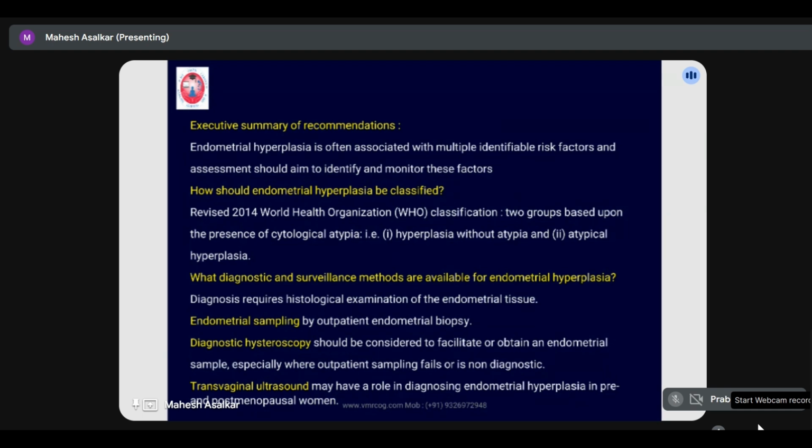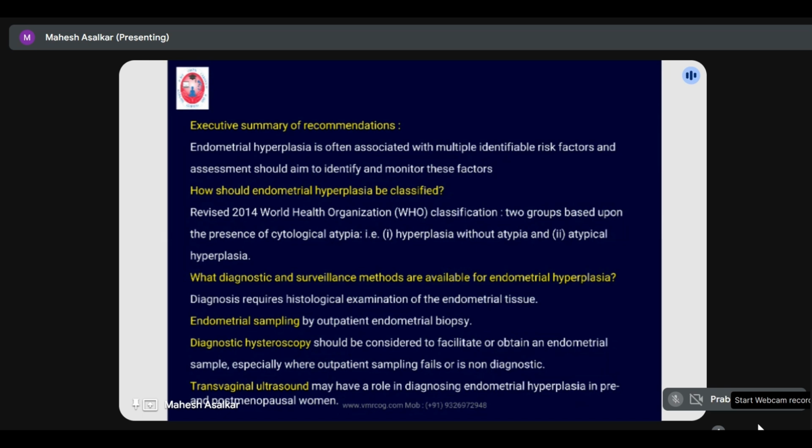What diagnostic and surveillance methods are available for endometrial hyperplasia? One is the diagnosis and second is the surveillance that we need to carry out. So what are the methods which are available? Endometrial sampling by outpatient endometrial biopsy. Remember, it is actually an OPD procedure. OPD endometrial biopsy is recommended for diagnosis of endometrial hyperplasia. Second, diagnostic hysteroscopy should be considered to facilitate or obtain an endometrial sample, especially where the outpatient sampling fails or is non-diagnostic.